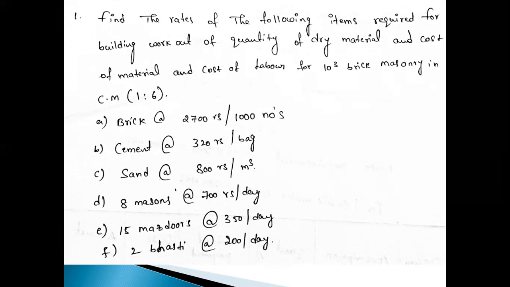Next one, cement at rate 320 rupees per bag. Sand 800 rupees per cubic meter. Next, 8 masons at 700 per day, 15 mazdoors at 350 rupees per day, and 2 bhisties at 200 per day.